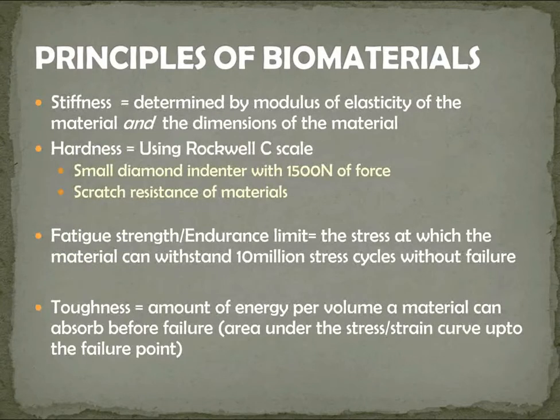Stiffness is determined by both the modulus of elasticity and the dimensions of the material, and hardness can be assessed using a range of different scales, which effectively is looking at scratch resistance of materials. Fatigue strength, also known as the endurance limit, is the stress at which the material can withstand stress cycles, and this is probably a more clinically relevant assessment. And finally, toughness is the amount of energy per volume that a material can absorb before failure, the area under the curve of the stress-strain graph.